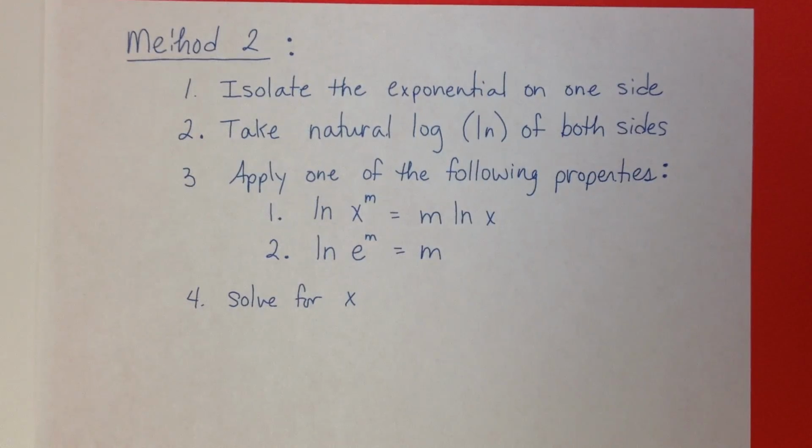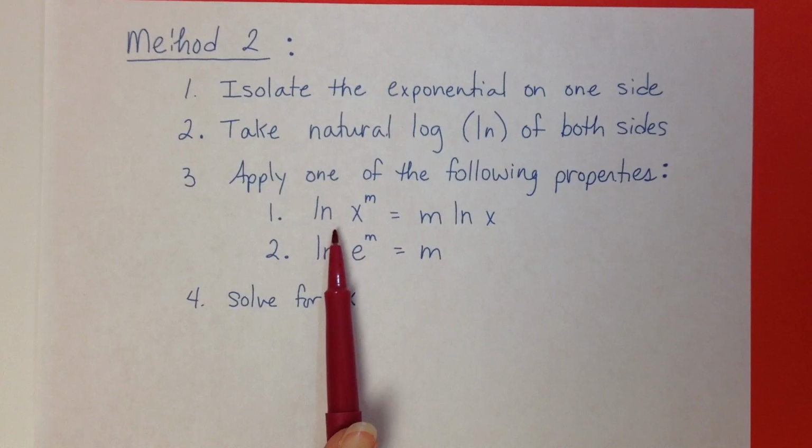Alright, so step one, you need to get your exponential on one side by itself. Step two, you're going to take the natural log of both sides. Now, step three, I said apply one of the following properties. So I do have examples, of course, using each property.